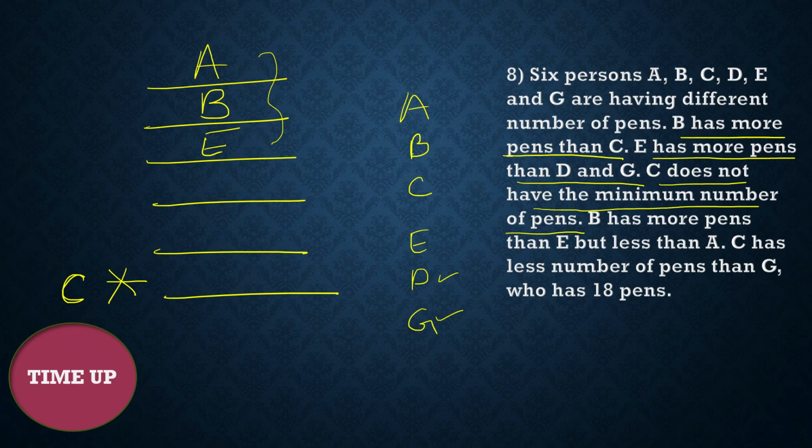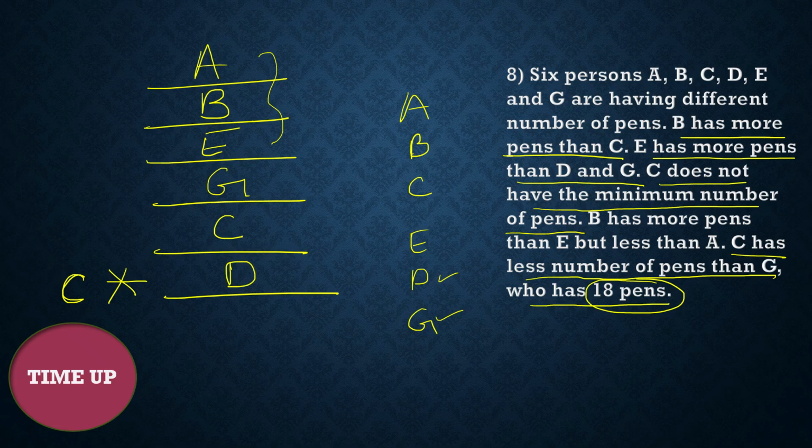Next they say that C has less number of pens than G who has 18 pens. That means G is having how many pens? 18 pens. C has less number of pens than G. So G will be here, C will be here and C cannot be placed here. So what is left? D. So D will be here.